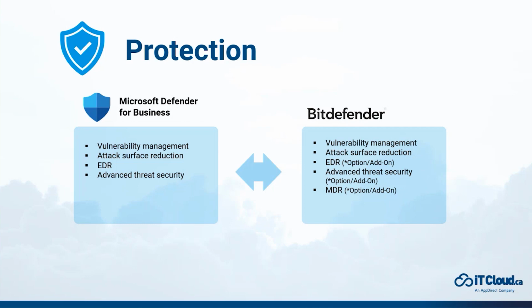And you also get the advanced threat security, which is more behavior learning. Different types of behaviors might predict an attack, and those behaviors will be detected by Defender for Business. So everything's included in this one package. Now, if we look at Bitdefender, the core module obviously has the AV, and it does also have the vulnerability management and the attack surface reduction. So all of these are also included in the Bitdefender core module. But if you want EDR, that's an add-on option. If you want advanced threat security, that's another add-on option.